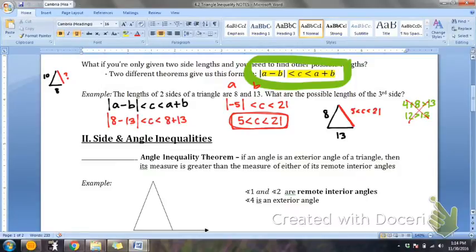So that's why the number has to be between 5 and 21 for it to work for the theorem above, where any two sides added together has to be greater than the third side. So our answer here is what I have in the box in red. The range is from 5 to 21, because it says what are the possible lengths. So you're going to have more than one answer, which is fine. You should have more than one answer on these. Okay? Questions about that? Because you'll have to do a part of that in your homework.